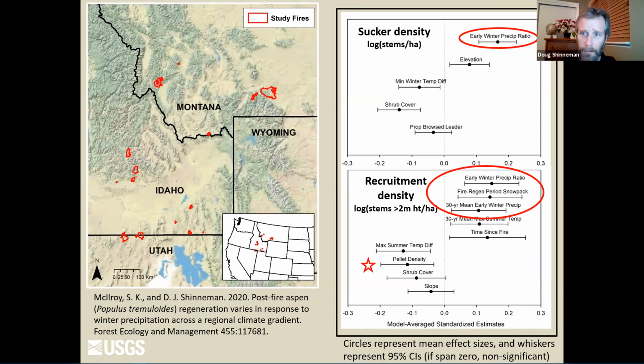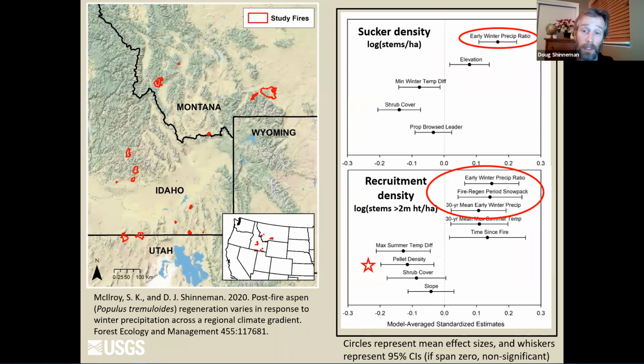So in another study, and this is where we get back to the fire, we looked at aspen stands that had burned. In fact, we sampled aspen regeneration in various locations that had burned 5 to 15 years previously throughout the Northern Great Basin and into the Rocky Mountains. And results from our statistical models strongly suggested that winter precipitation had positive effects on the density of both overall regeneration and recruitment-sized aspen.